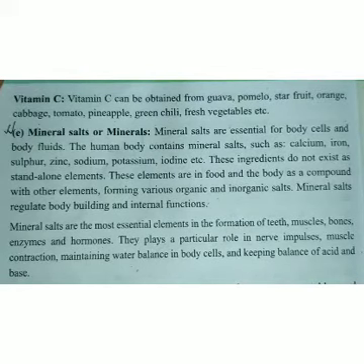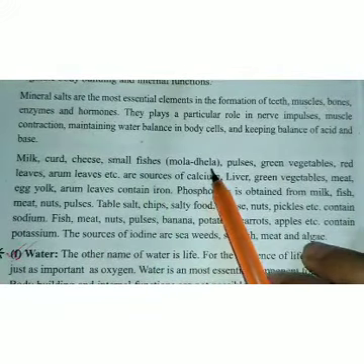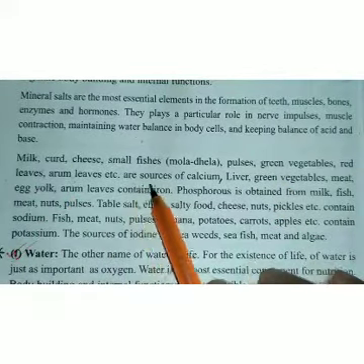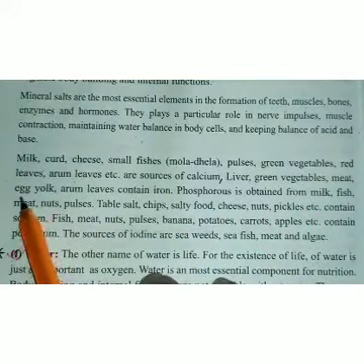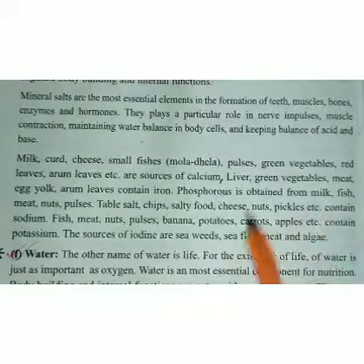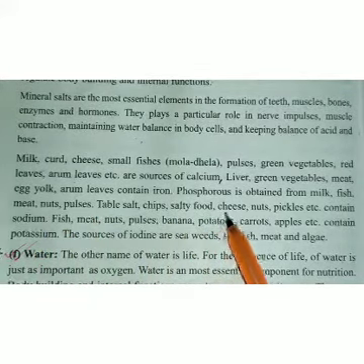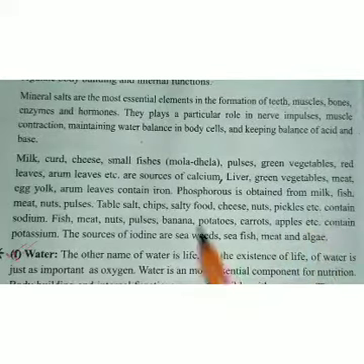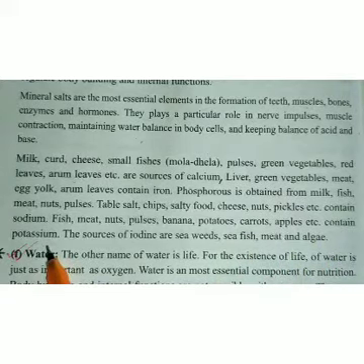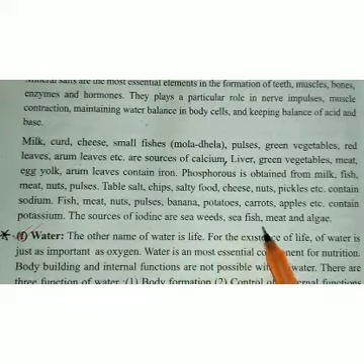of acid and base. Then milk, curd, small fishes, that is moladhala fish, pulse, green vegetables, red leaves, aram leaves, etc. are sources of calcium. Liver, green vegetables, meat, egg yolk, aram leaves contain iron. Phosphorus is obtained from milk, fish, meat, nuts, pulse, etc. Table salt, chips, salty food, cheese, nuts, pickles contain sodium. Fish, meat, nuts, pulses, banana, potato, carrots, apples contain potassium. And the sources of iodine are seaweed, sea fish, meat, and algae.